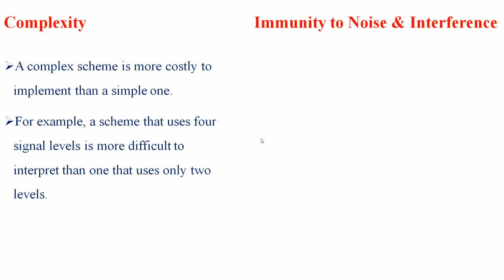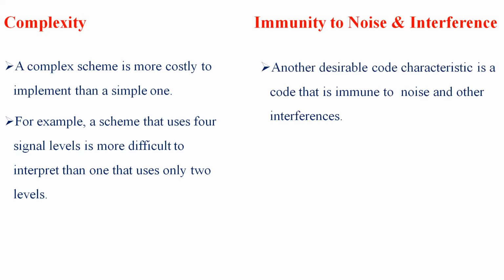So next is immunity to noise and interference. This is another desirable characteristic of line encoding schemes, which is very immune to noise and interference. So this line encoding is immune to noisy channels, and it also has interference immunity.